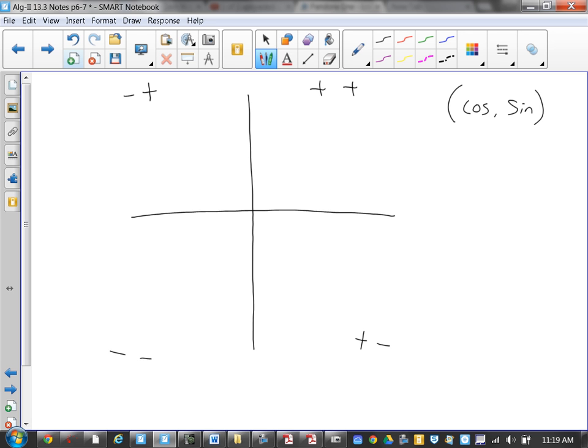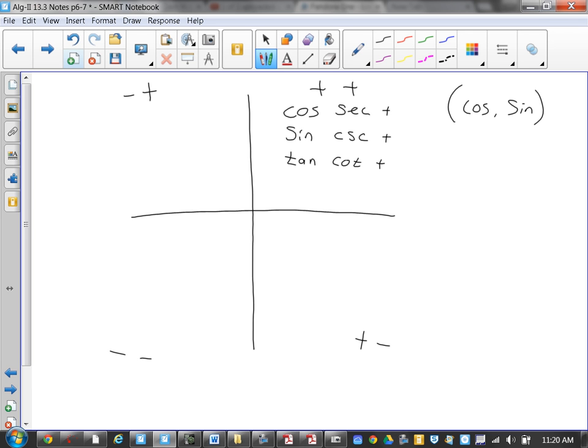Here's what's going on. Cosine, sine, and tangent are all going to be positive in the first quadrant, which means all of their inverses are also positive. They're all positive in that first quadrant.